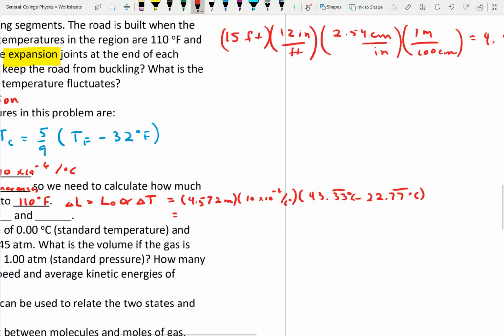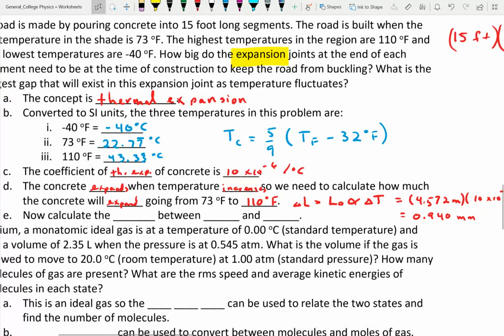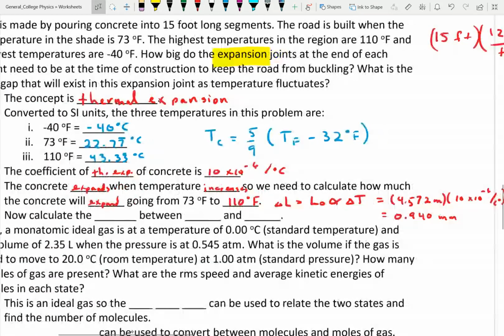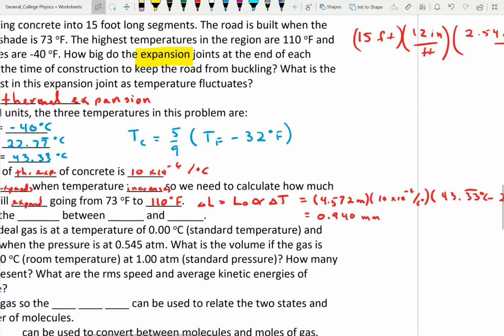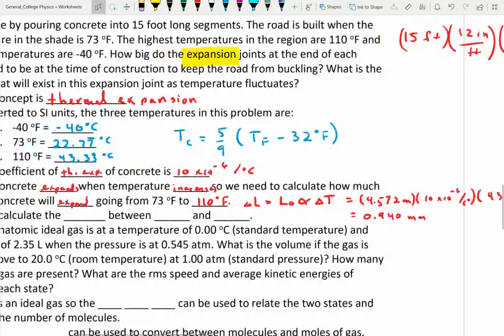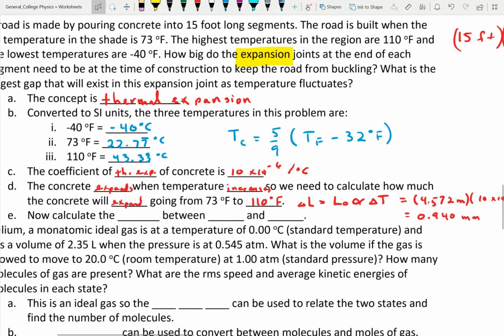And that equals, I'm going to switch it over to millimeters immediately, 0.940 millimeters. So the concrete will expand 0.940 millimeters between 73 degrees Fahrenheit, the construction temperature, and 110 degrees Fahrenheit, the highest temperature. So that's how much additional expansion joint there needs to be. So that's going to be 0.94 millimeters to the correct significant digits.